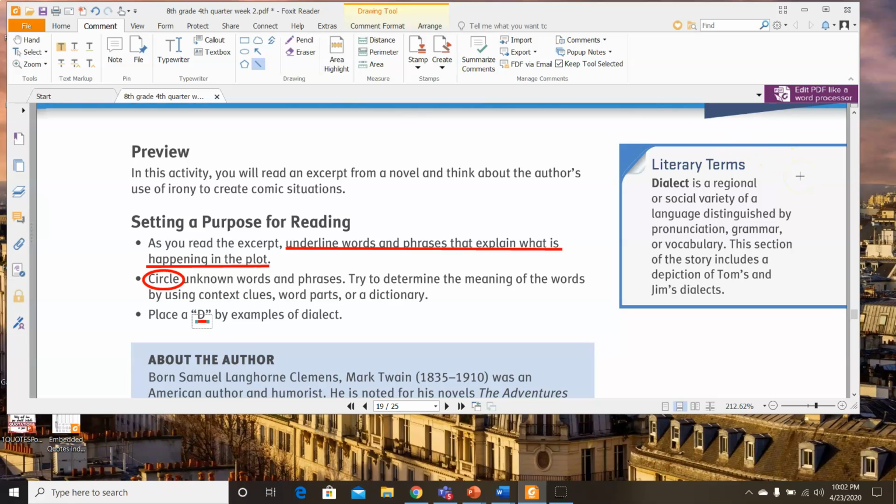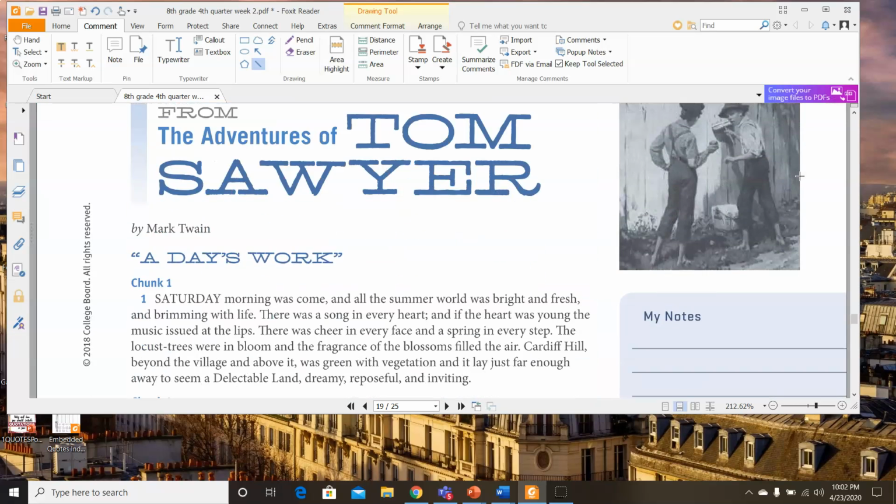Dialect is a regional or social variety of a language distinguished by the pronunciation, grammar, or vocabulary. This section of the story includes a depiction of Tom's and Jim's dialects. An example of this is like a southern dialect where you use words like ain't and y'all. That would be considered dialect. They're not part of standard English, but they are a specific way that English is spoken depending on a region that dialect is from. So let's get started.